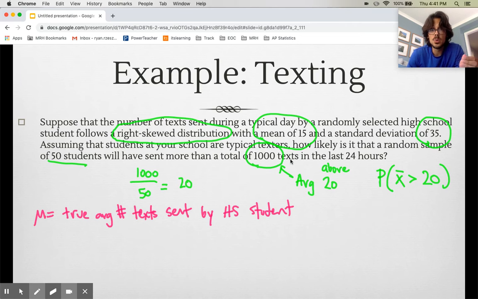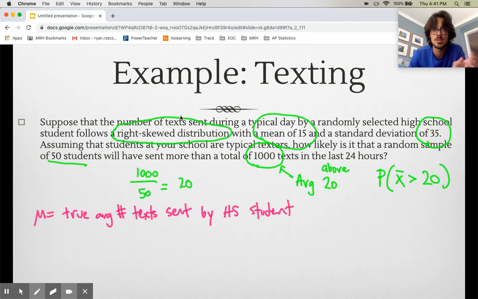And what I want to do is look and decide if x bar's graph, because I'm looking at what I get from my sample, is going to be approximately normal. Well, if my population was normal, like in the peanut problem, done. I'm good to go. But it says in this problem, actually, texts are right skewed.